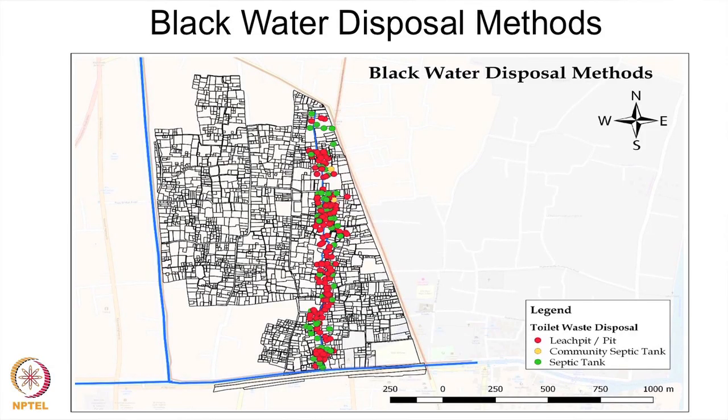Some of the scope: this is black water disposal methods in the pilot watershed. You will see that leach pit means it is directly going into a leach pit and then it is polluting the groundwater. That is the red ones, and green ones is when you have a septic tank, and there is only one community septic tank that we are building. So look at the observation. The observation is that the majority of the toilets are opening up into a leach pit. That means our groundwater is getting contaminated. That's why 93% of the wells have E. coli.